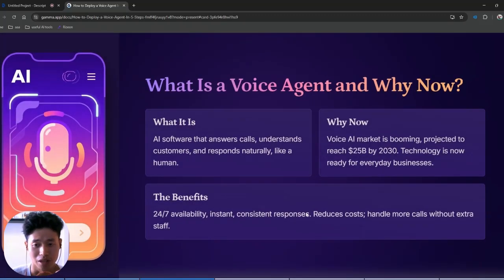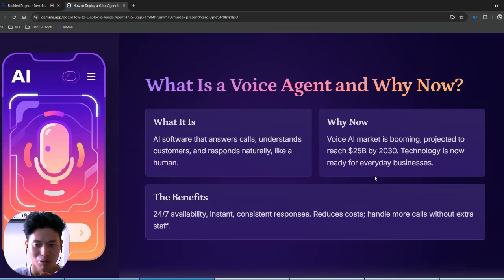So I'll be going to dive into voice agents. What is a voice agent and why you should have a voice agent built for your business now? So what's a voice agent? A voice agent is basically an AI software that answers calls, understands customers, and responds naturally like a human.